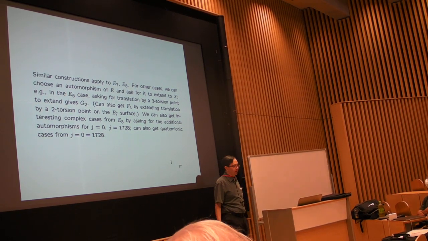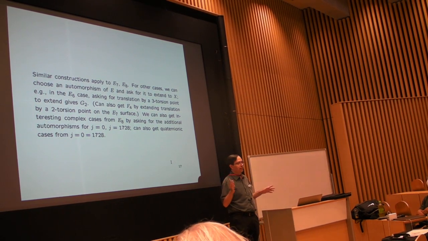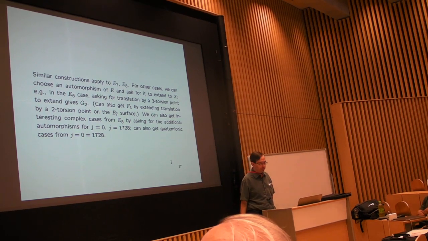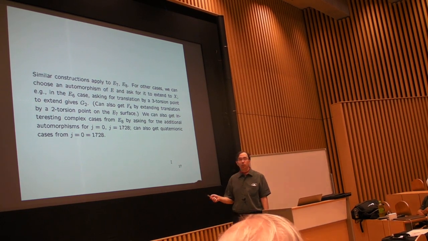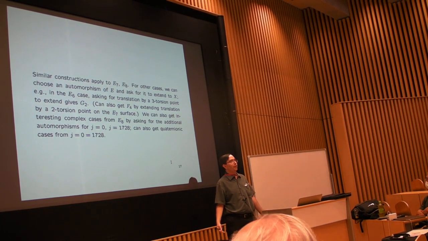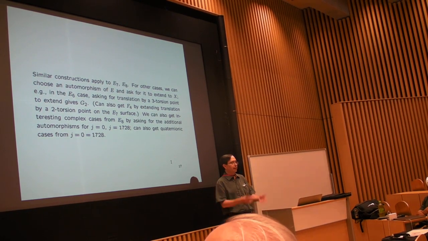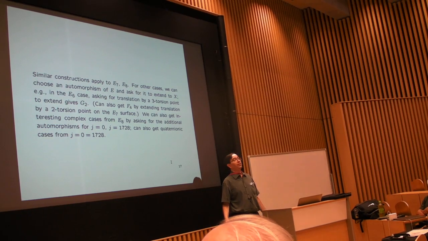I told a slight lie, there's a couple of isogeny classes for G2 and F4, but you can do this by other extensions of isomorphisms. The other thing you can do is you can take the E8 case, and if your elliptic curve has additional automorphisms as an elliptic curve, like if j equals 0 or j equals 1728, again, what Oleg was talking about, then you can ask for those to extend.